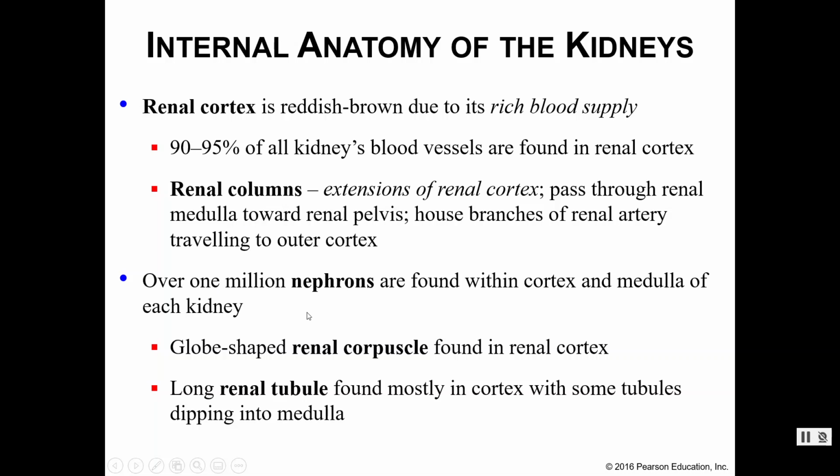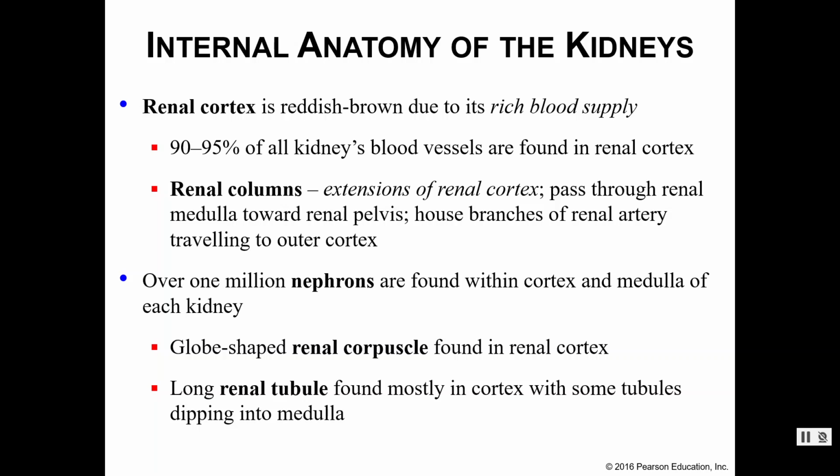You have over 1 million nephrons found within the cortex and the medulla of each kidney. We haven't really mentioned nephrons yet, but put that word somewhere you can get to it easily, because that's all we're going to talk about real soon. The nephron, the nephron, the nephron. That is the functional unit of the kidneys. That's where all the good stuff happens.